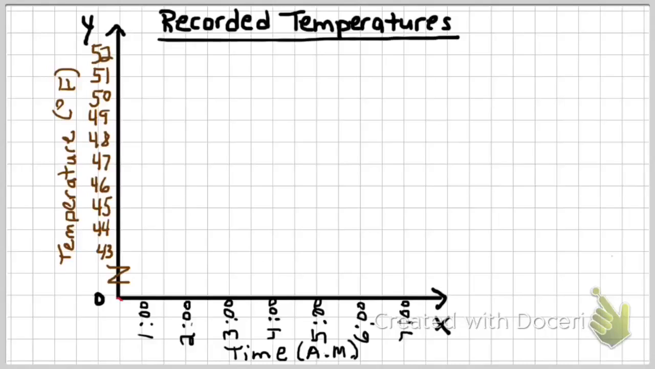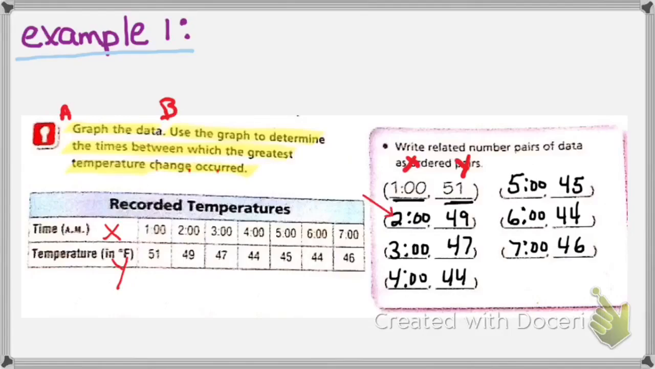So I find the 1 o'clock, and I don't use what I'm showing you in red. It's just showing you what I would do with my finger. So there should be no lines going straight up, only the dot that's plotted in. So at 1 o'clock I have 51 degrees, so I follow that 1 o'clock line all the way up to where 51 is, and that's where I put my dot. So this is what it looks like on the 1 o'clock line, and then the 51 degree line, my point is placed right there. Next I need to move over to the 2 o'clock and plot that data. So I can look at my ordered pairs or at my table, and I see that the next information I have is at 2 o'clock, it was 49 degrees.